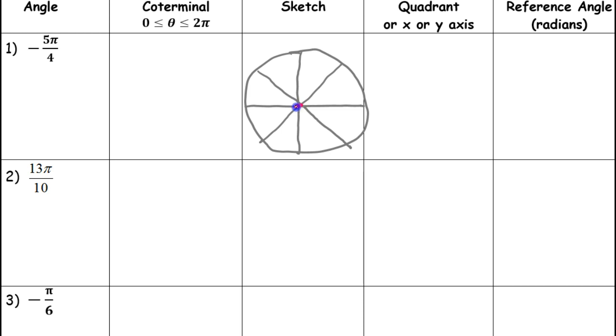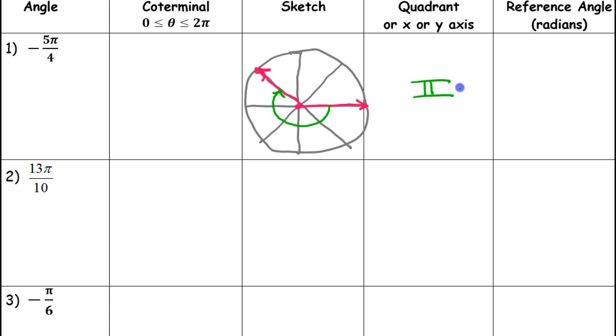The initial side is always the positive x-axis like this. This is negative, so we need to go in the clockwise direction. So this would be negative 1, 2, 3, 4, 5 pi over 4, which would land right here. So this will be my terminal side right here. Okay, so this is a sketch of negative 5 pi over 4. Notice that we are in the second quadrant, so go ahead and get that out of the way.